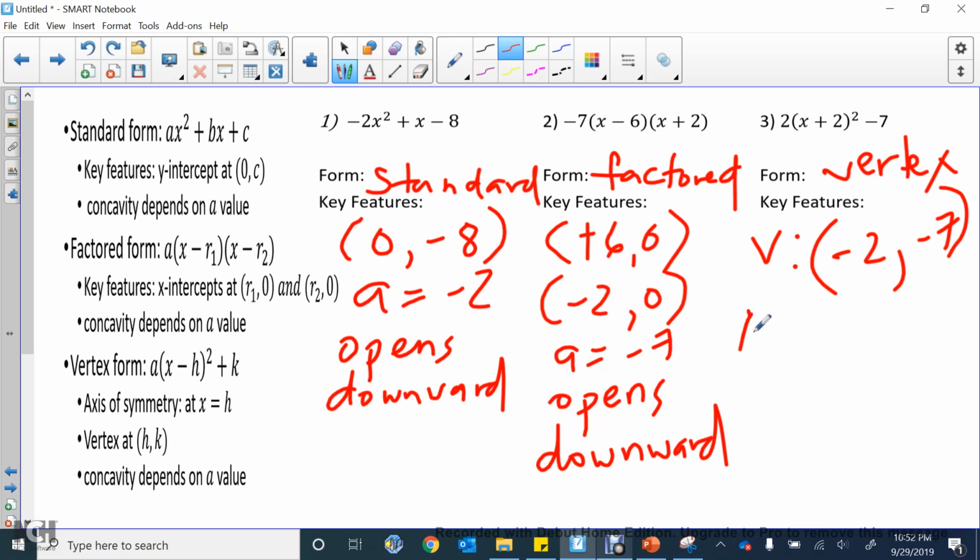Our axis of symmetry will be x equals whatever the x value that we have for the vertex, because the axis of symmetry is a line that will divide our parabola into two equal parts. And our concavity, our a value is positive 2, so that is why it opens upward.